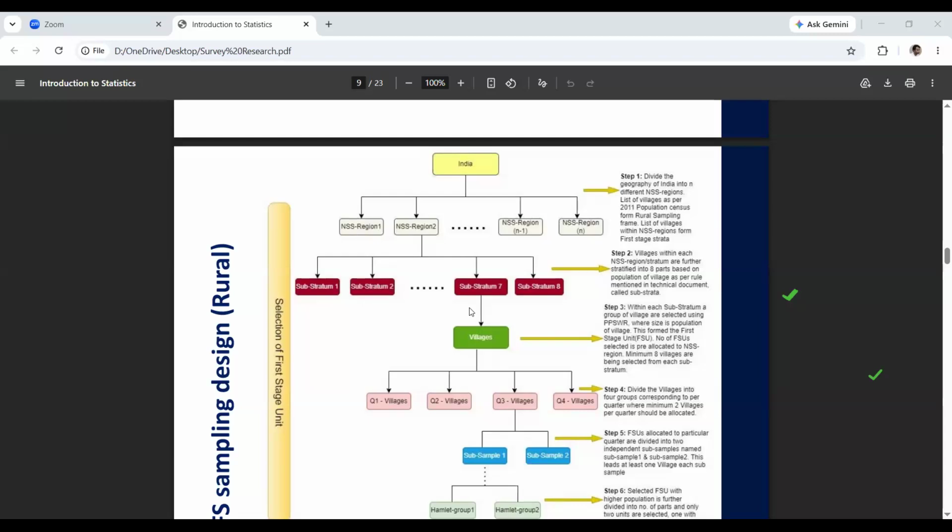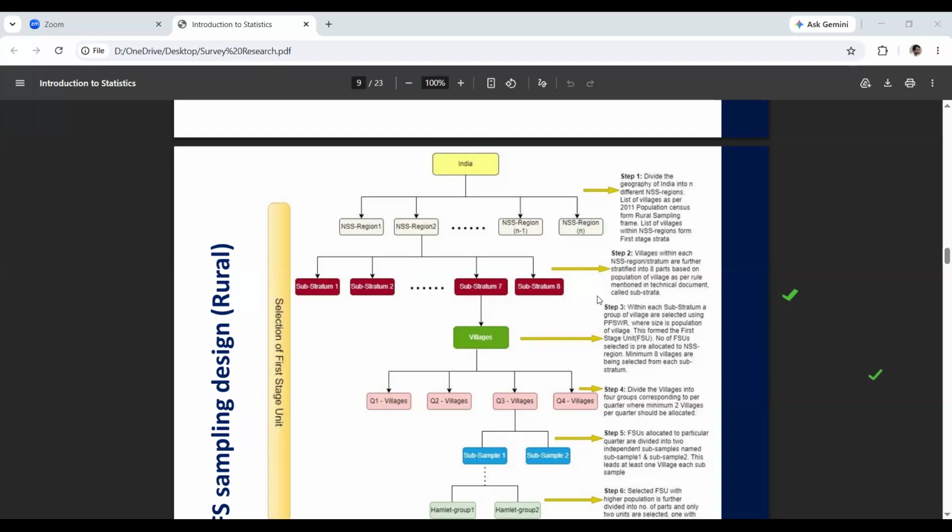These 8 sub-stratums are created. Sub-stratums means subgroups. So all the villages are divided into 8 subgroups based on their population size. They are arranged in ascending order, and then the probability proportion to size sampling selection method is applied to select these villages across the substratum. What is PPS sampling? Probability proportion to size. The villages having higher, larger population have a higher chance of being selected in the sample, and villages with less population are less likely to be selected in the final sample.